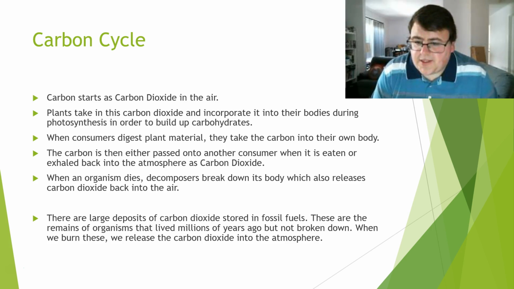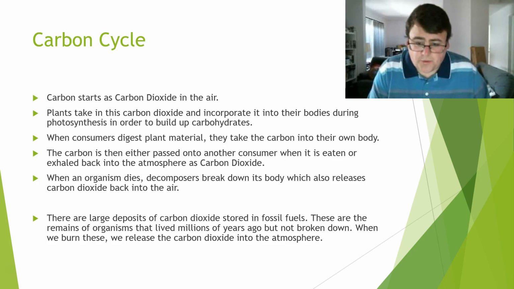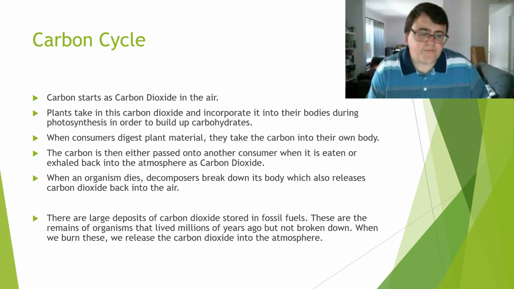When consumers digest that plant material, they're taking that carbon that's in the plants, in the form of carbohydrates, into their own body. Now that carbon is either passed on to another consumer when that consumer is eaten, or it's exhaled back into the atmosphere as carbon dioxide, because when the primary consumer is digesting the producer, there's chemical reactions taking place through digestion, as we looked at in the digestive system last topic, which are breaking down those carbohydrates into simple compounds like carbon dioxide.